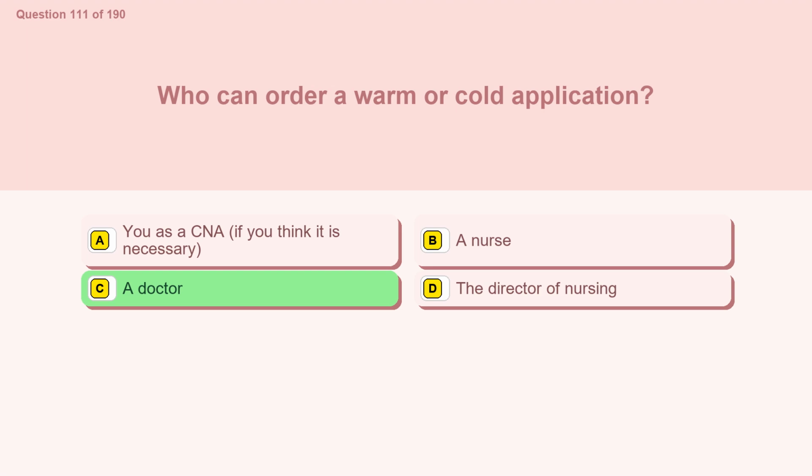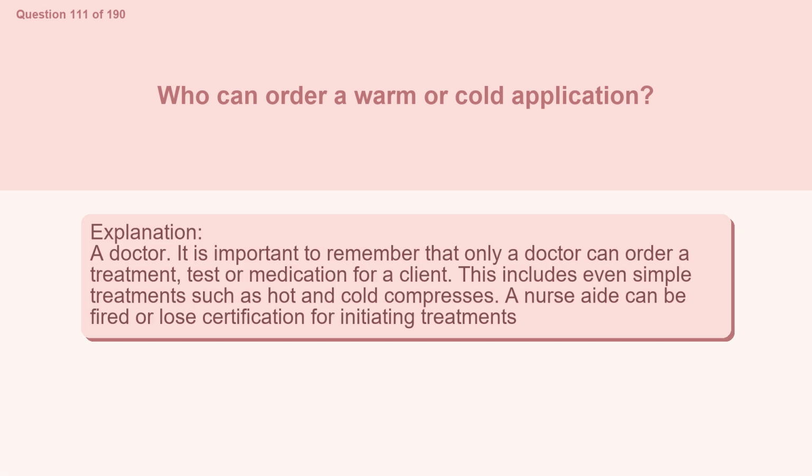The correct answer is option C. A doctor. It is important to remember that only a doctor can order a treatment, test, or medication for a client. This includes even simple treatments such as hot and cold compresses. A nurse aide can be fired or lose certification for initiating treatments.